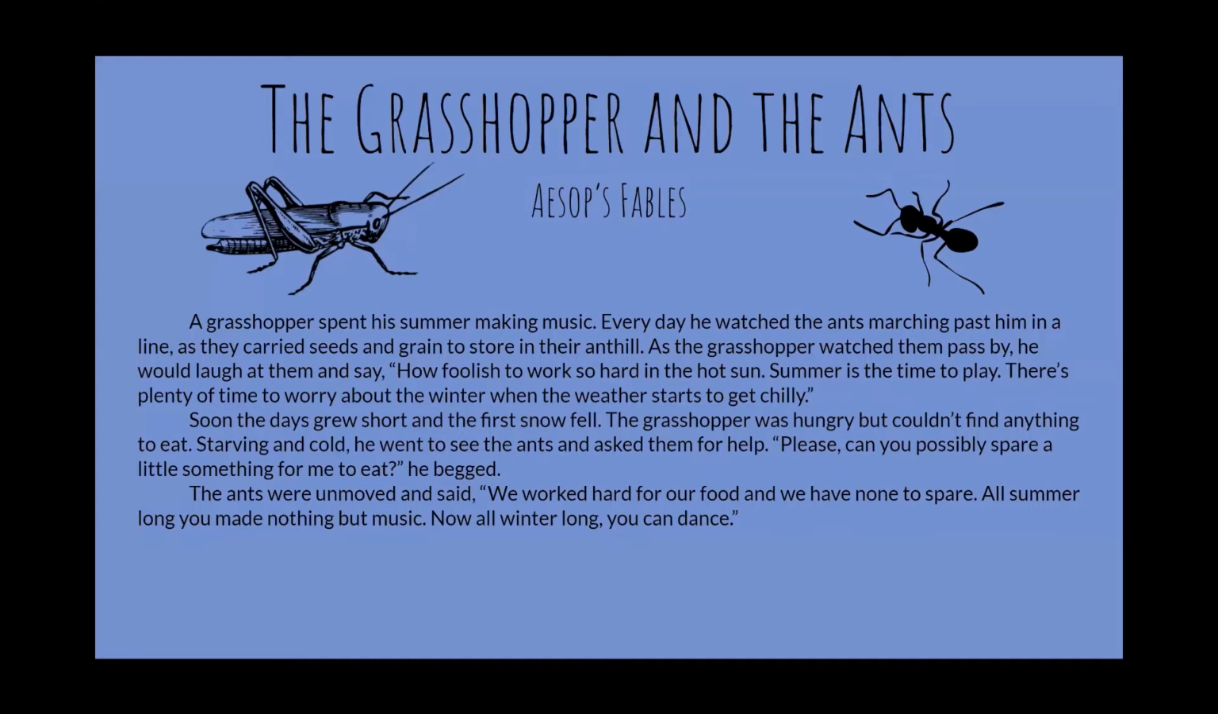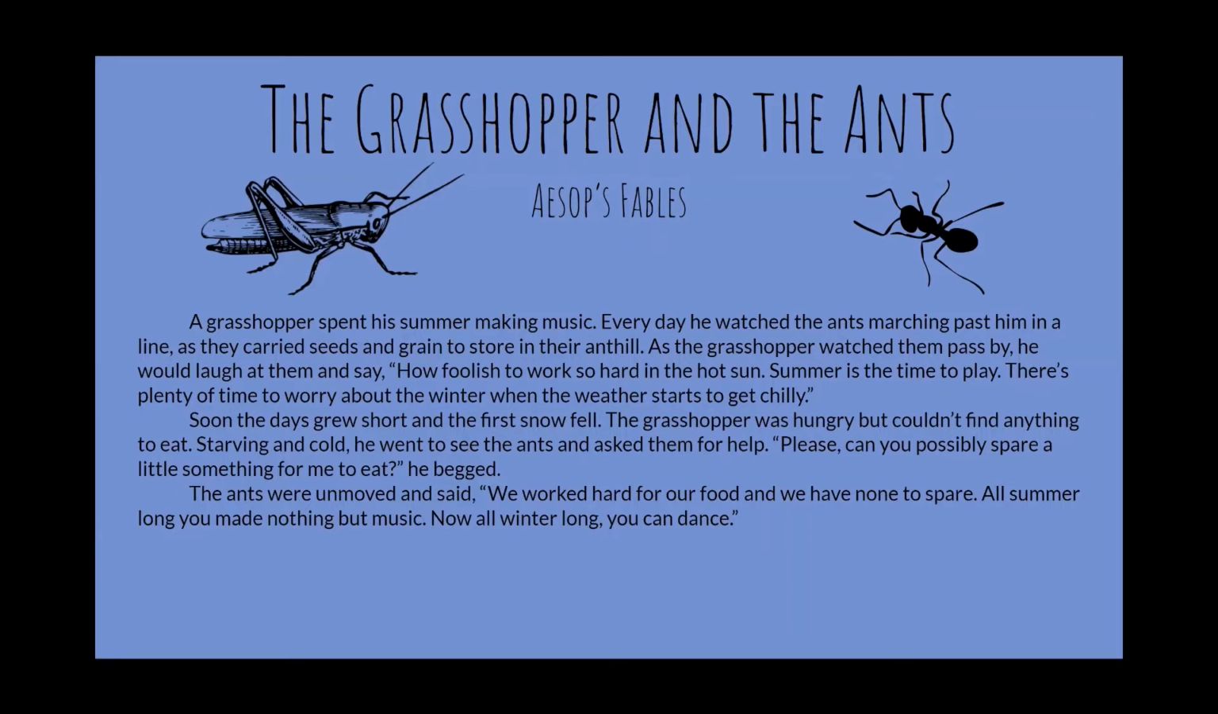A grasshopper spent his summer making music. Every day he watched the ants marching past him in a line as they carried seeds and grain to store in their anthill. As the grasshopper watched them pass by, he would laugh at them and say, "How foolish to work so hard in the hot sun. Summer is the time to play. There's plenty of time to worry about the winter when the weather starts to get chilly."